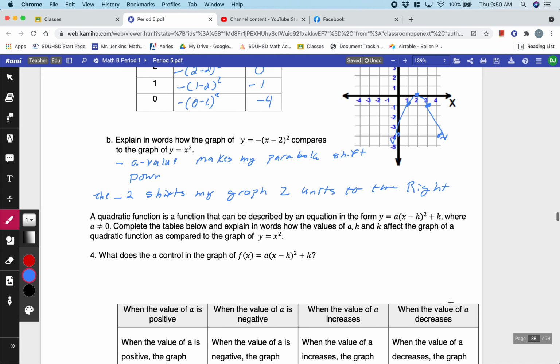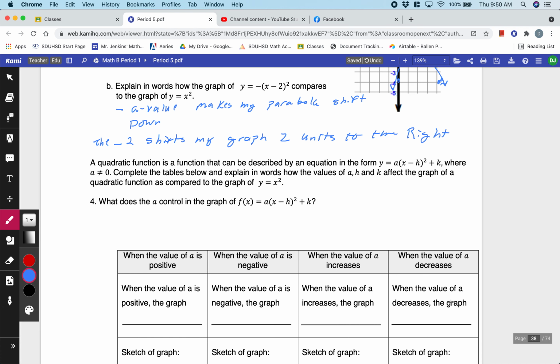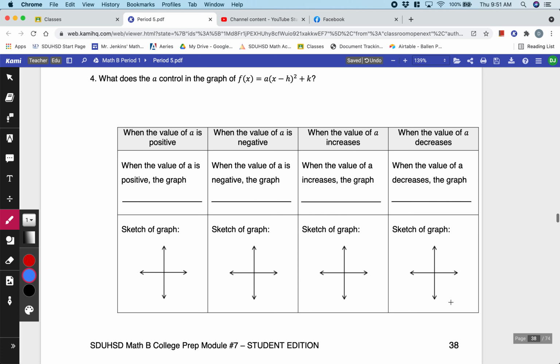So let's put all this together now. What does the a control in the graph of f of x equals a parentheses x minus h parentheses squared plus k? Well, let's look at these. When the a value is positive, the graph points up. If I were to make a rough sketch of this, it would just look like this. The graph goes up. But when the a value is negative, the graph points down. So it would look like this.